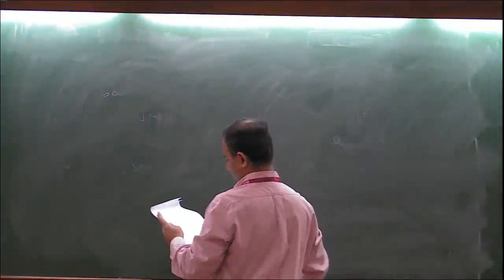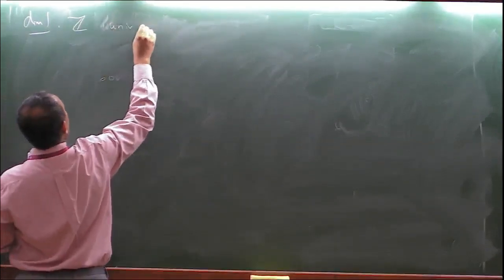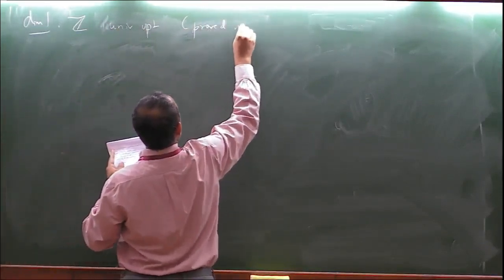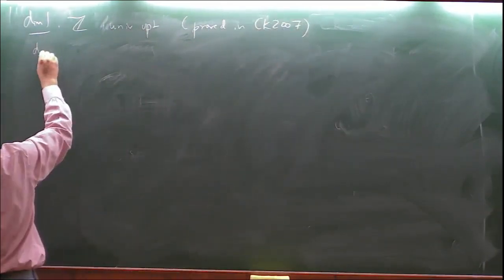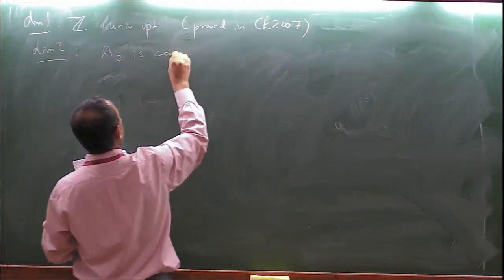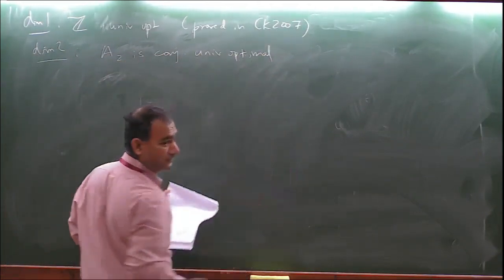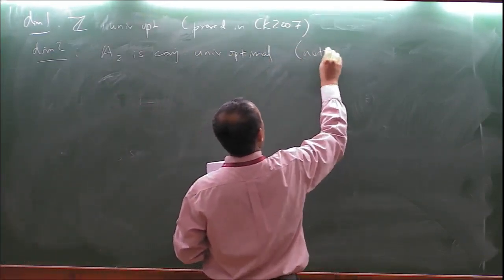Okay, dimension 1. So Z turns out to be universally optimal, and we proved this; it's not too hard. Dimension 2: A2 is conjecturally universally optimal. We conjectured this, and we still don't have a proof. It's not proven.